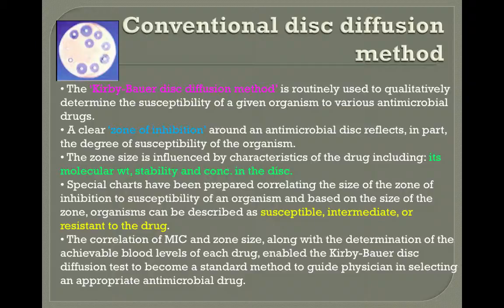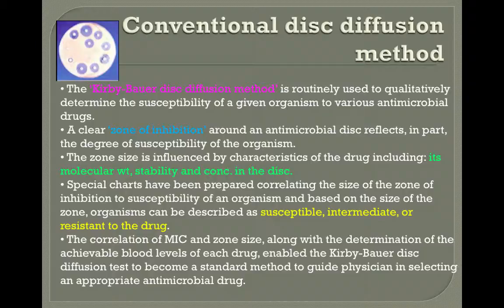So there have been special charts that have been prepared to correlate the size of the zone of inhibition. Based on the size of the zone, the organisms can be described as either susceptible, intermediate, or resistant. Okay, so I'm looking at those 2 discs on the left-hand side close to 9 o'clock, and I would say that those 2, the top one especially, it would definitely be resistant to that drug. The one below it, probably I would put in the resistant range. It's not destroying very much.